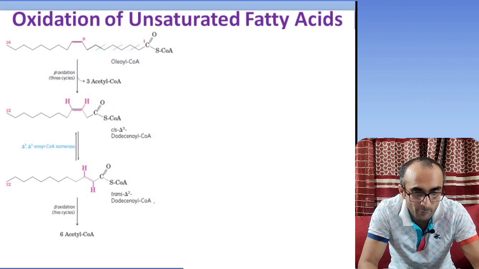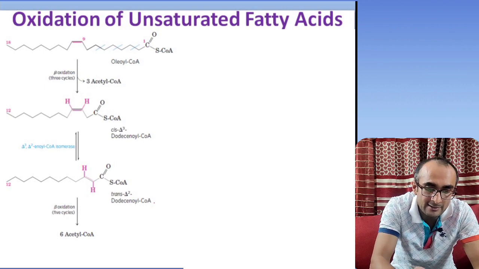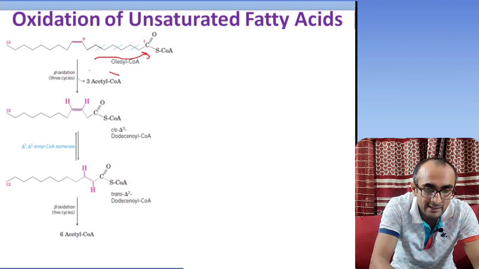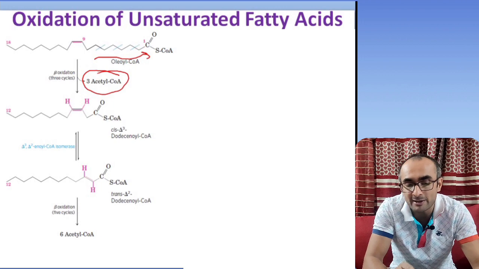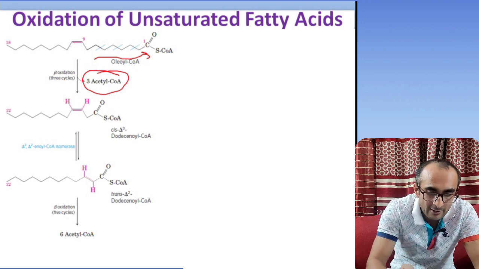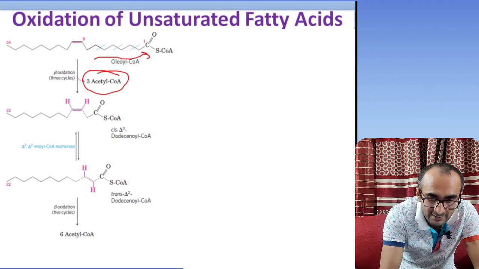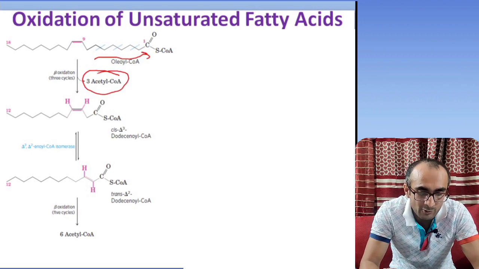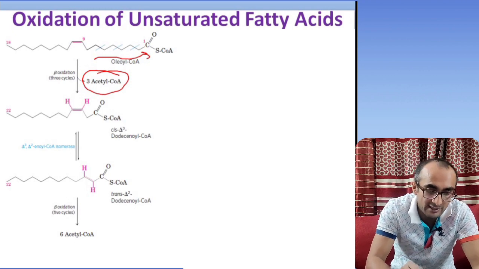3 cycles will be operated here, and 3 cycles mean there are 6 atoms which are removed from the alpha side, and 3 acetyl coenzyme A are liberated like the normal beta oxidation process. But after 3 cycles, when this double bond comes here, it cannot be oxidized by the enzymes of beta oxidation because this is present in cis configuration.